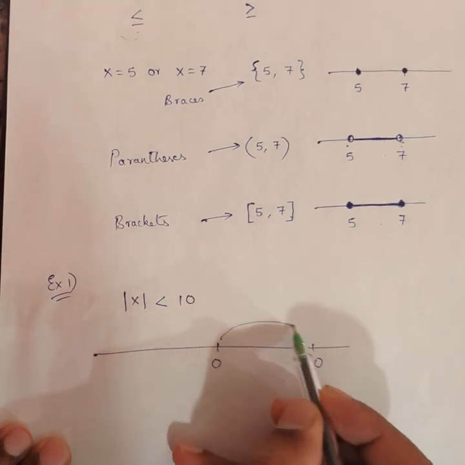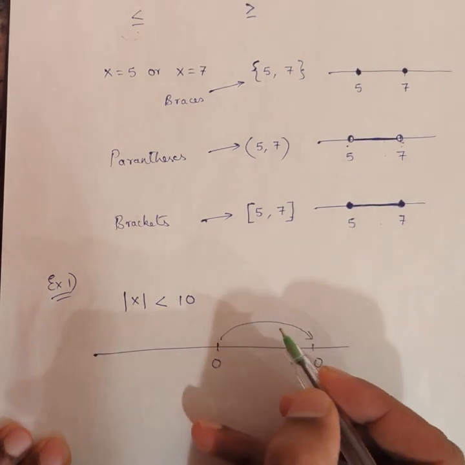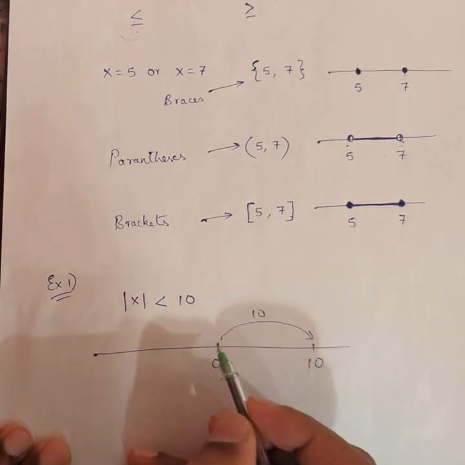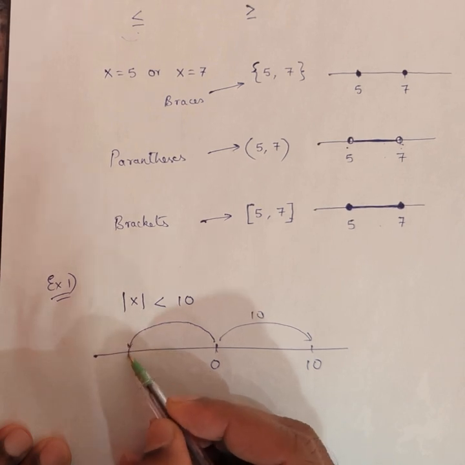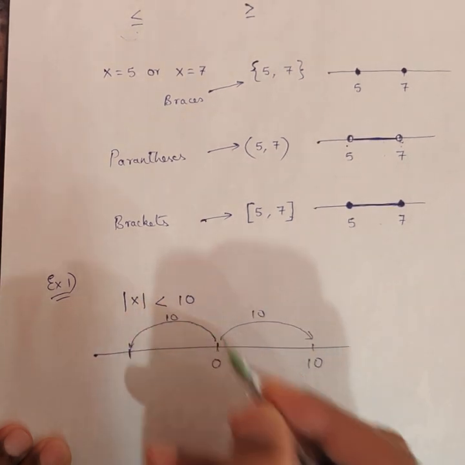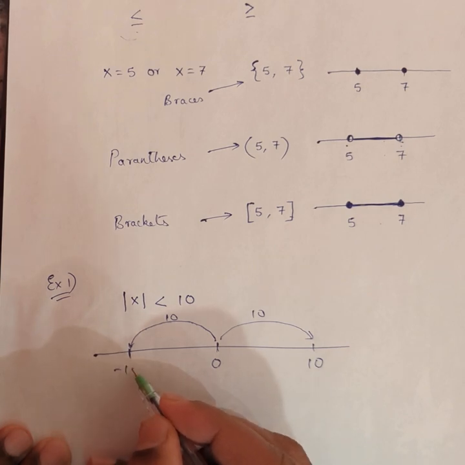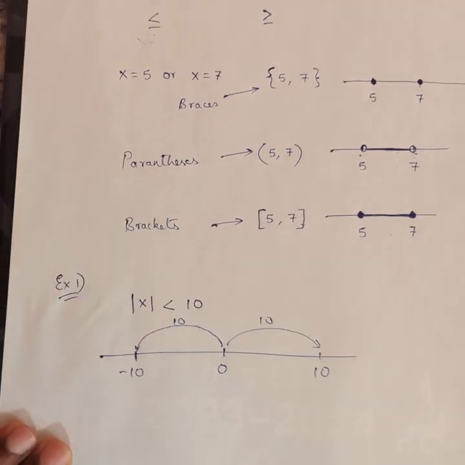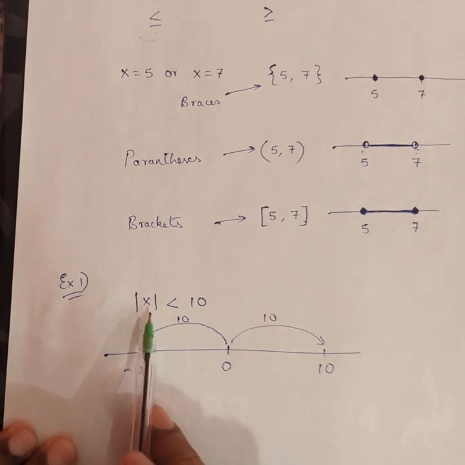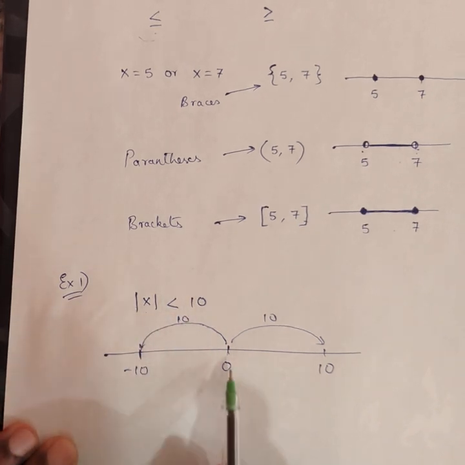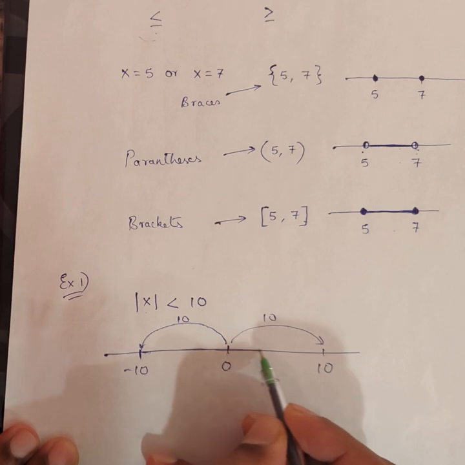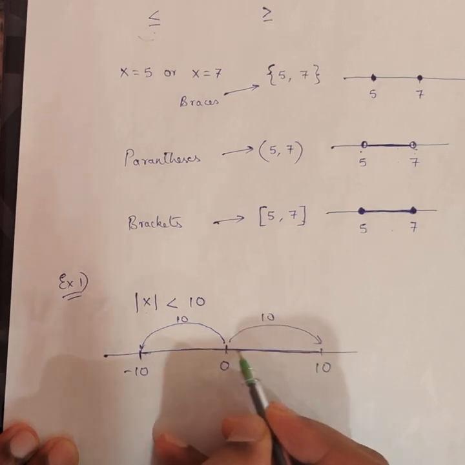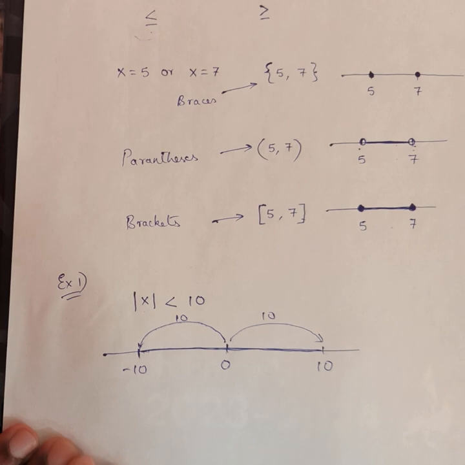So if you go this way, you're going to have positive 10. And if you go on the left side, these are the two ways in which you could move. This is also 10 units, so this number is negative 10. And what I'm trying to look for is all those numbers whose distance is within 10 units of 0, which means it includes everything between these two numbers, negative 10 and positive 10.